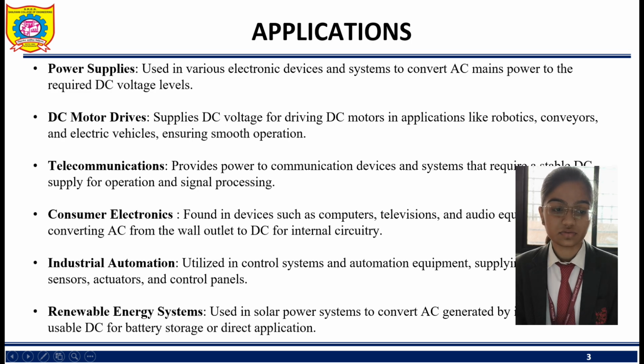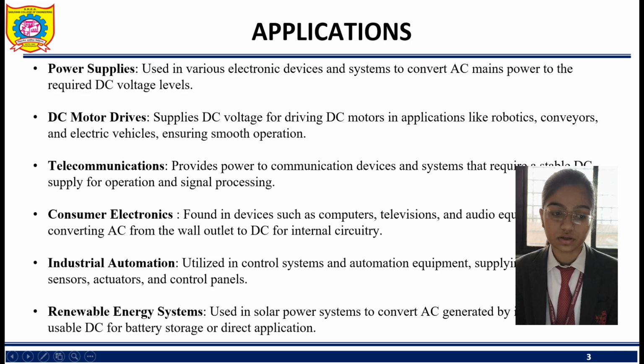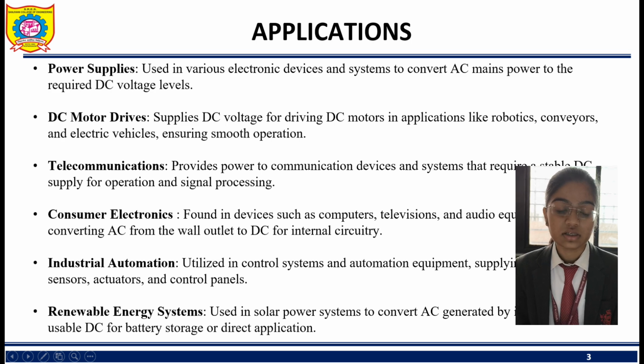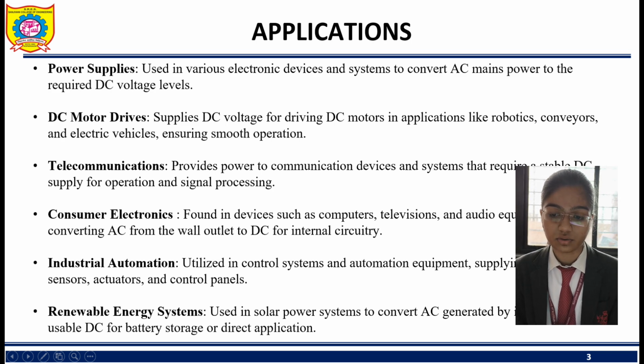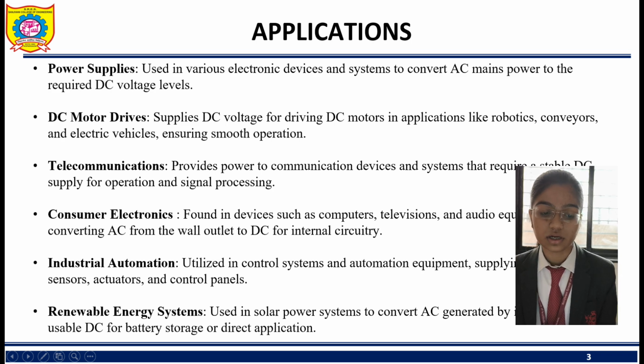Its applications. First one is power supply. Used in various electronic devices and systems to convert AC mains power to the required DC voltage levels. Second one is DC motor drives. Supplies DC voltage for driving DC motors in applications like robotics, conveyors, and electric vehicles, ensuring smooth operation. Third one is telecommunications. Provides power to communication devices and systems that require a stable DC supply for operation and signal processing.